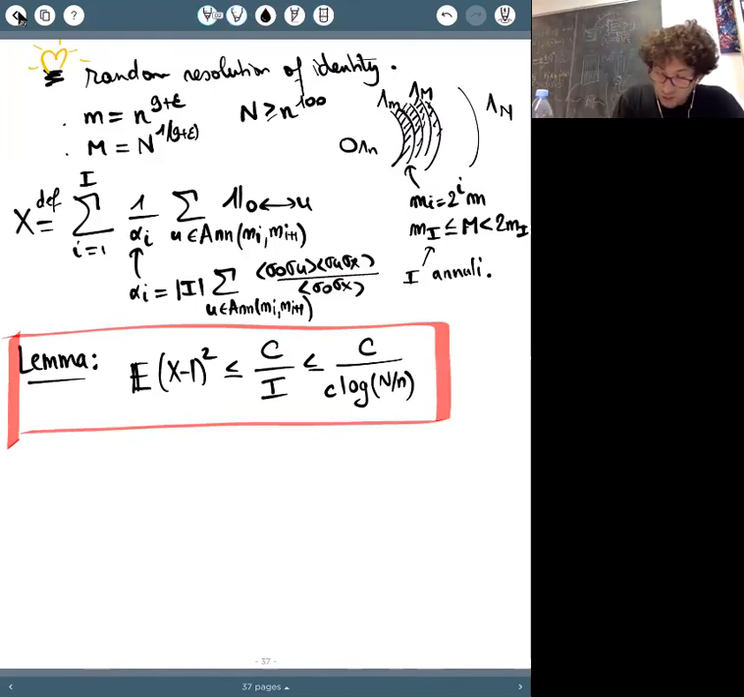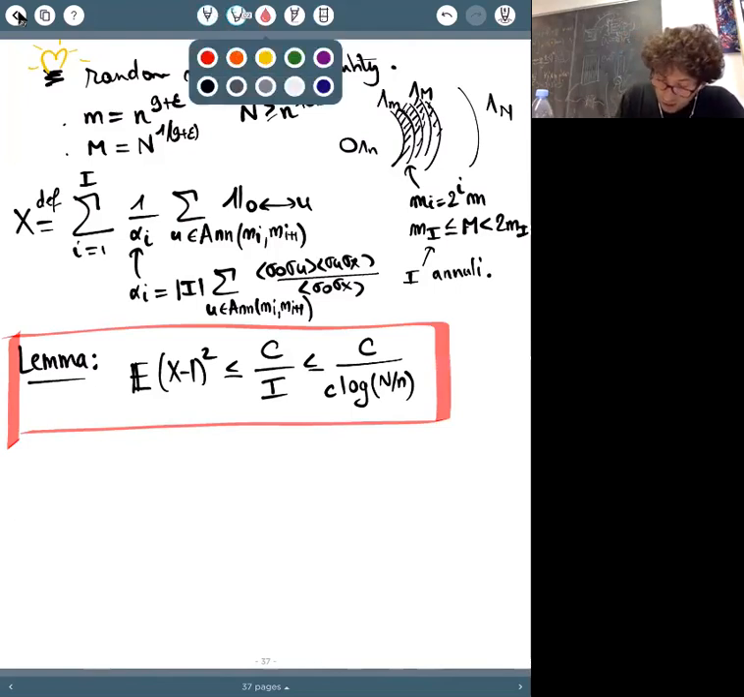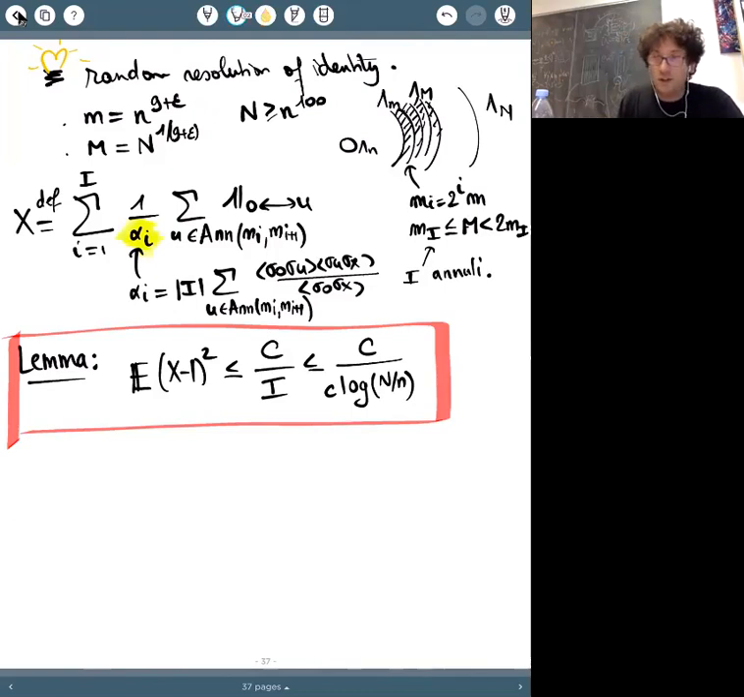Notice just why did I introduce this thing here? This coefficient is exactly made in such a way that the expectation of X is 1. So then what I will need to prove is I will need to control the second moment. And I will do it, but I will do it after. Let me try, before proving this, let me try to conclude, okay?